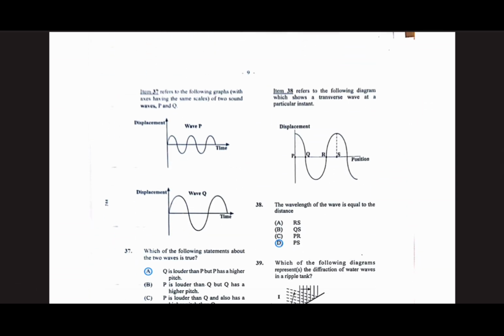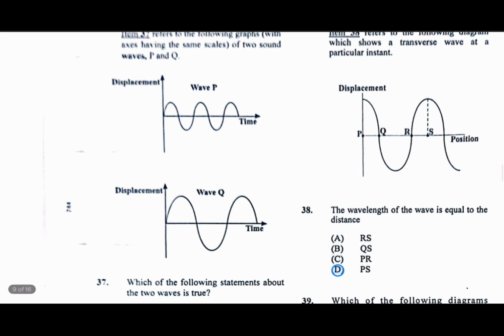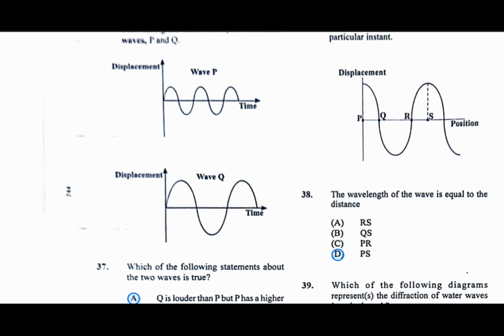Question 37. Which of the following statements about the two waves is true? Q is louder than P, but P has a higher pitch. Why am I saying that? Notice, wave Q goes up to a higher point than wave P. Remember, amplitude corresponds to the maximum displacement, how high or how low a graph goes. So clearly, wave Q is louder because it goes up to a higher and lower point.